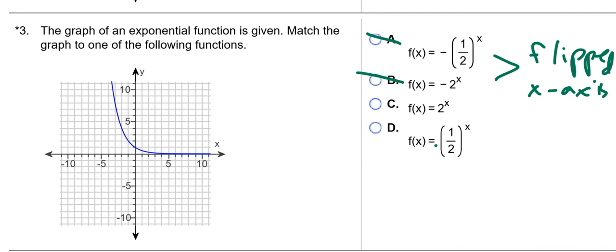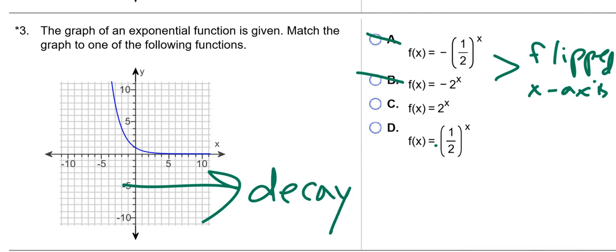So do you think this picture looks like growth or decay? This is going down, down, down as you go to the right, okay? So this is exponential decay. Which one of those functions matches exponential decay? D. It is getting lower and lower. It's getting cut in half.